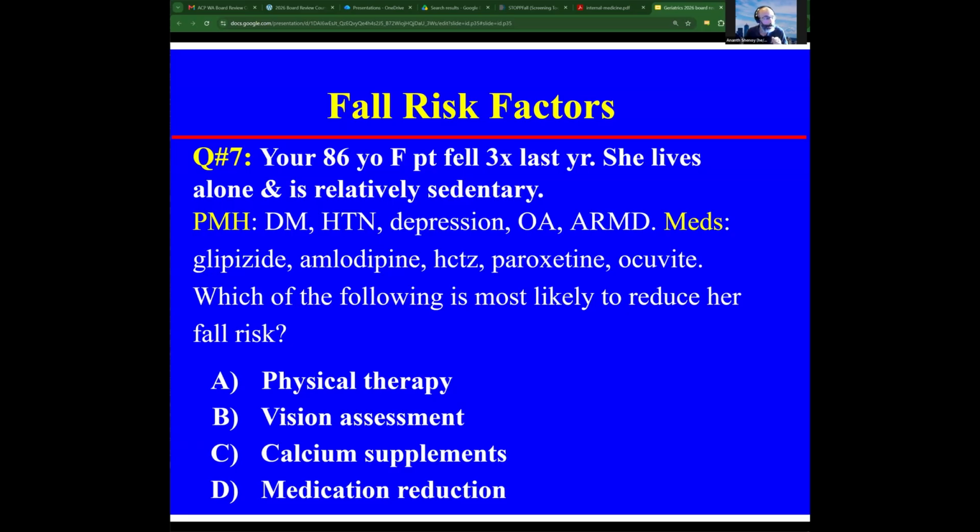I'm worried I may be gradually putting everyone to sleep. Our participation has dipped a little bit on this question. So here it looks like we are leading between physical therapy and medication reduction. And we all love our physical therapists. I think here both of these are good answers, although one is a stronger answer.